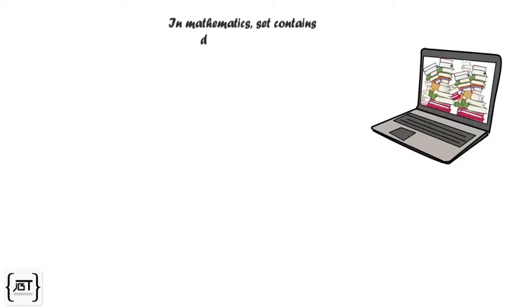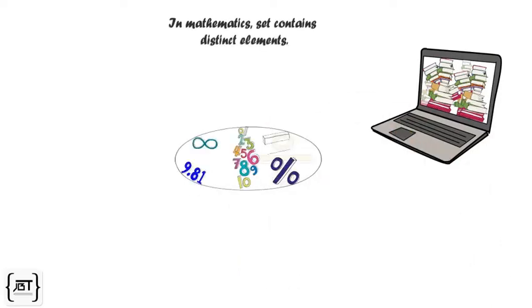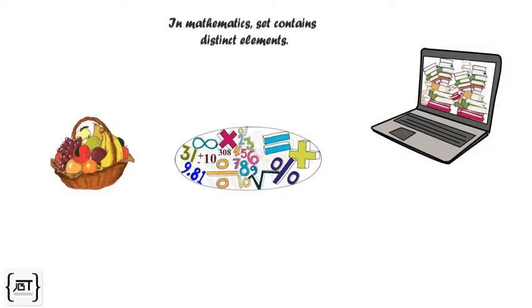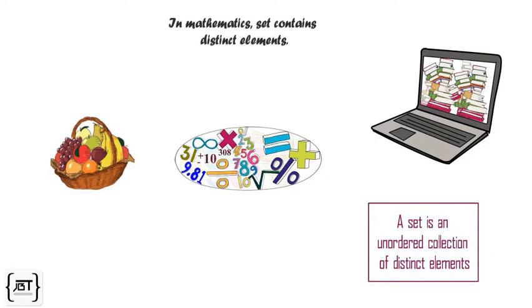In mathematics, a set contains distinct elements. For example, a set of fruits contains non-duplicate fruits in no order. Such an unordered collection of distinct elements is called a set in mathematics as well as in Java. A set is an unordered collection of distinct elements. So, a set does not provide the feature of maintaining insertion order, but helps to remove duplicates from the collection. If we try to add an element that is already there in the set, it will be rejected.